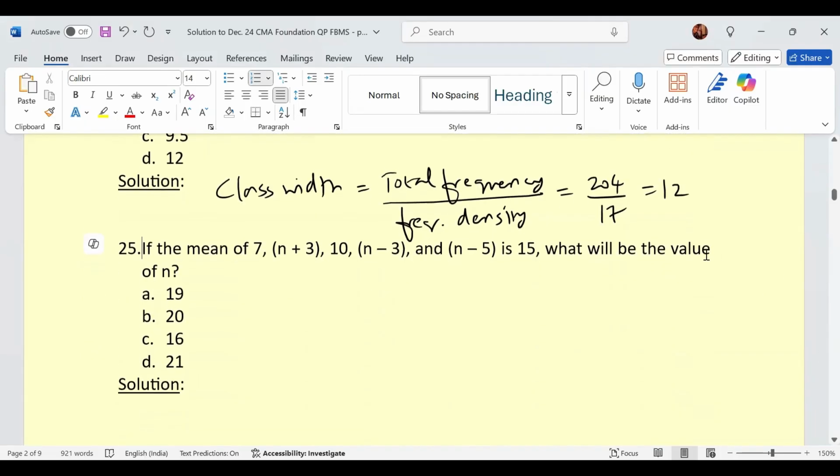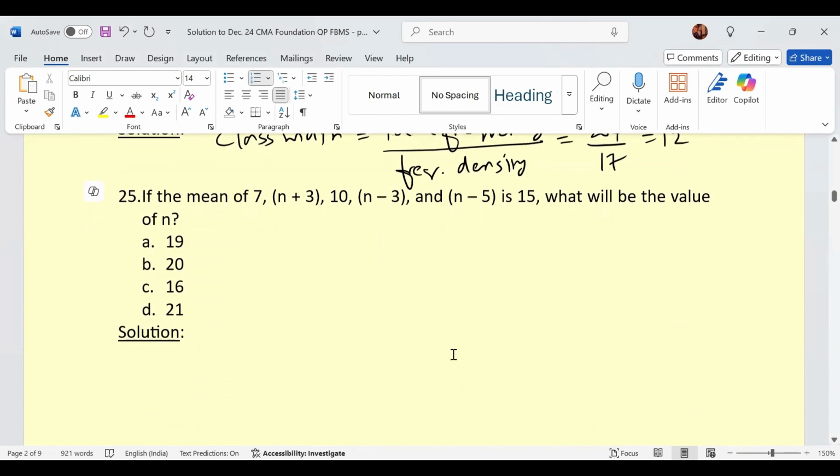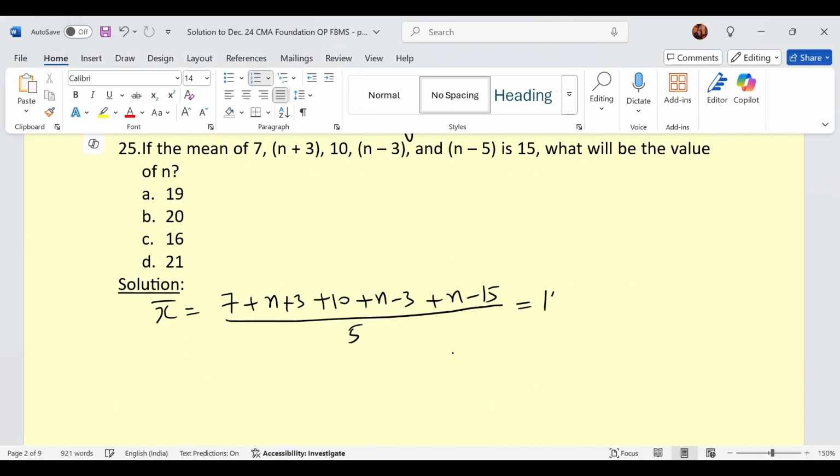Here, if the mean of 7, n plus 3, 10, n minus 3, and n minus 5 is 15, there are totally 1, 2, 3, 4, 5 observations. So the arithmetic mean is the sum of all the observations: 7 plus n plus 3 plus 10 plus n minus 3 plus n minus 5, whole thing divided by 5 observations. This is given as 15.